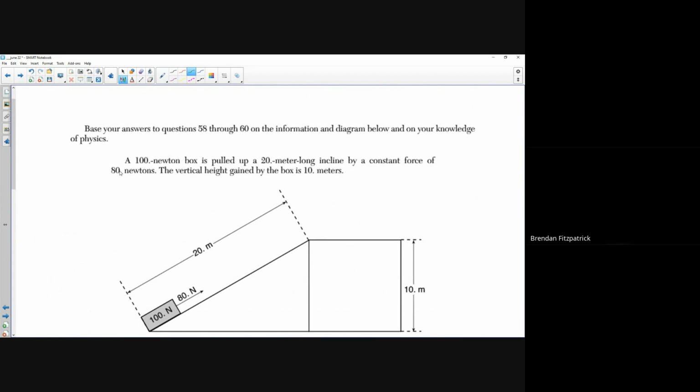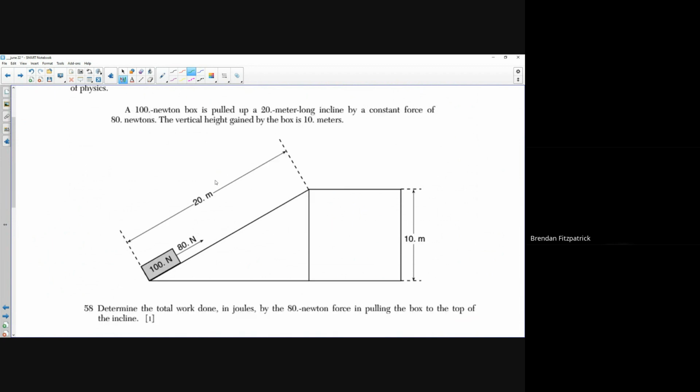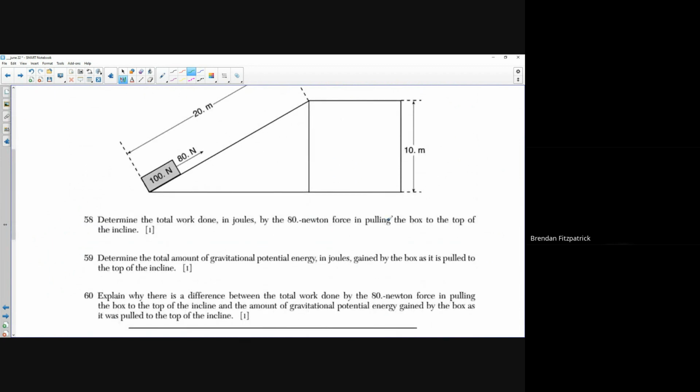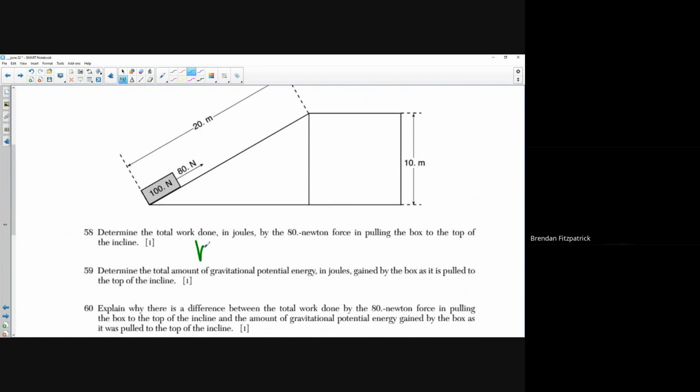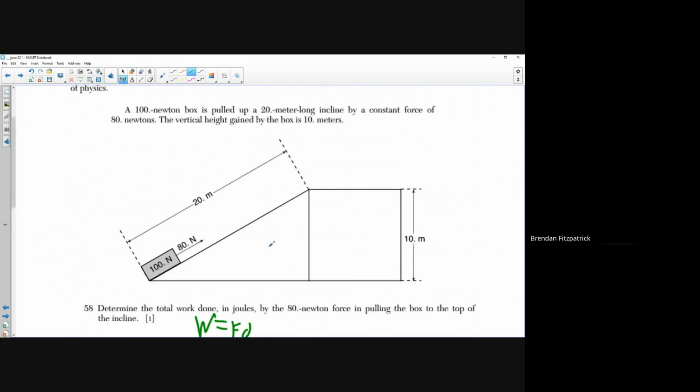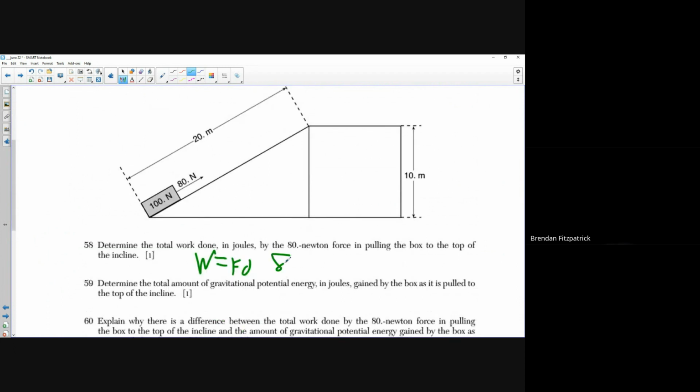Okay. A 100 Newton box is pulled up a 20-meter incline by a constant force of 80 newtons. The vertical height gained by the box is 10. Determine the total work done in joules by the 80 Newton force in pulling it to the top of the incline. Work is force times distance. So it is an 80 Newton force times 20 meters, because that was the force that was pushing over that distance. So you get 1,600 joules. And again, 1 point, so I don't have to show the work.